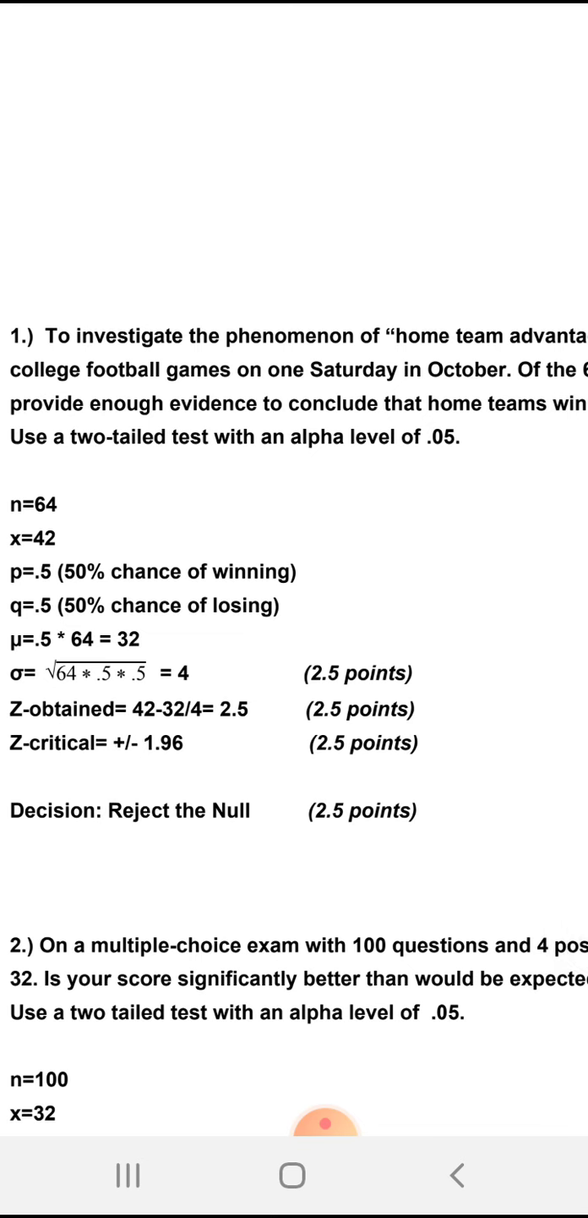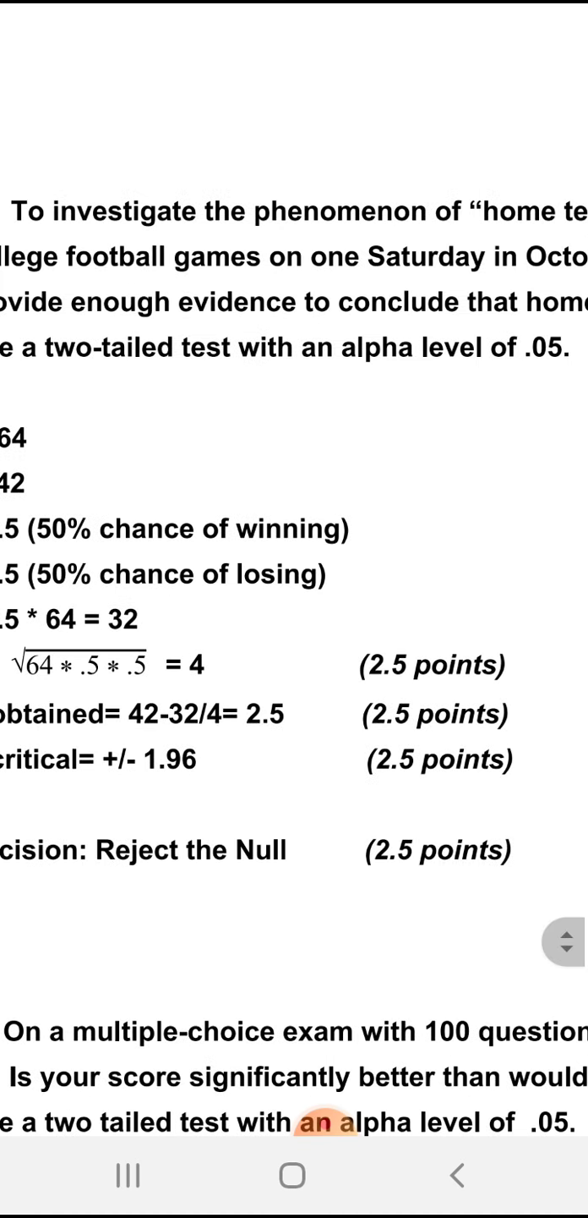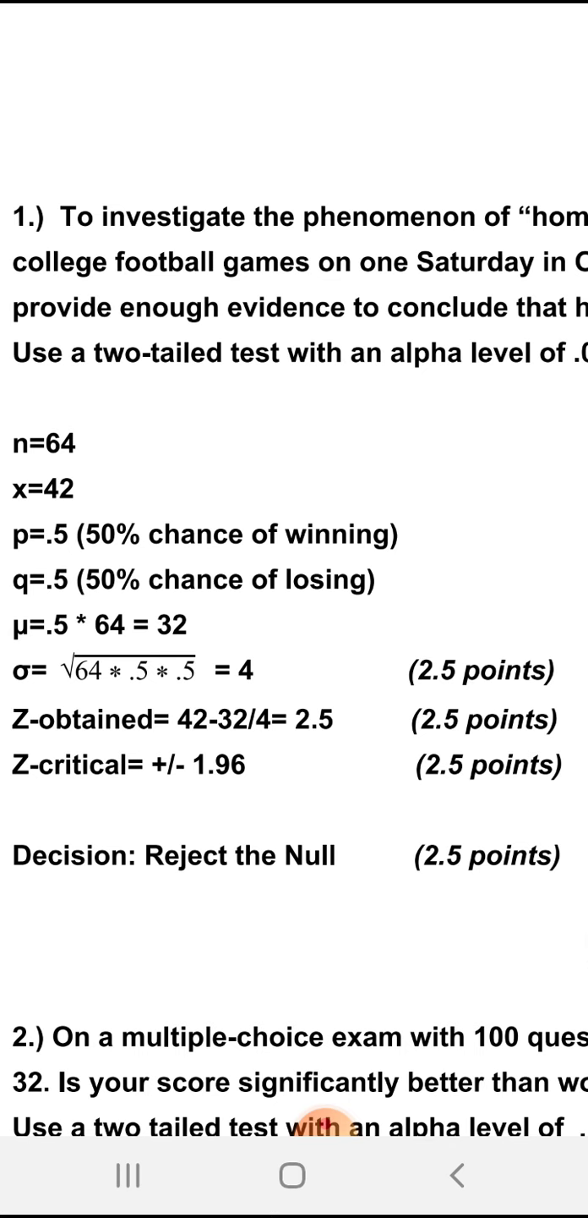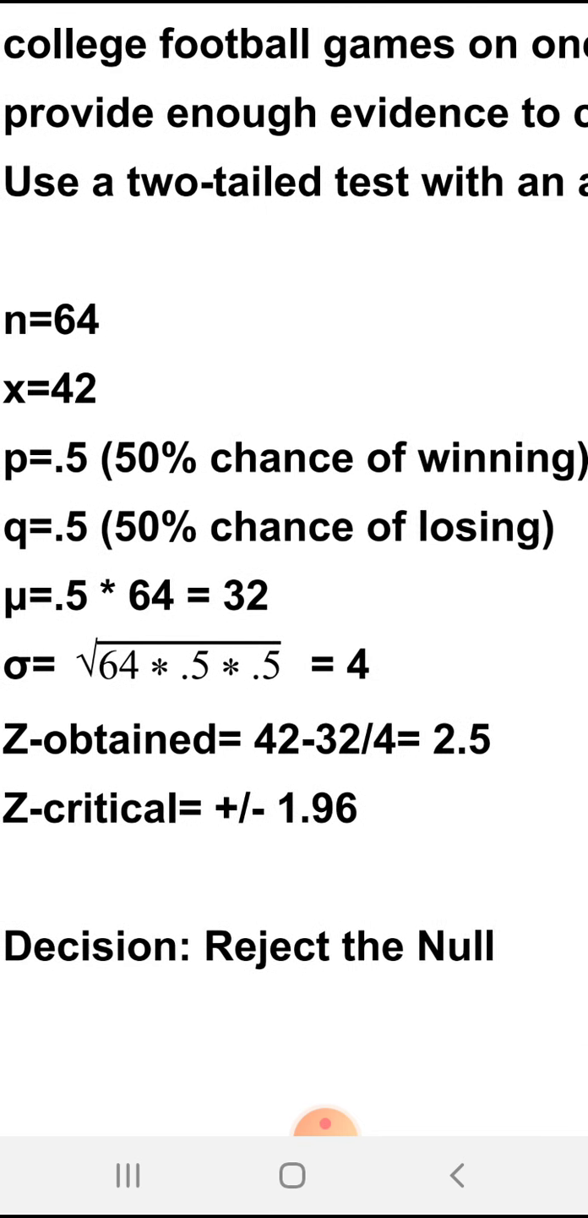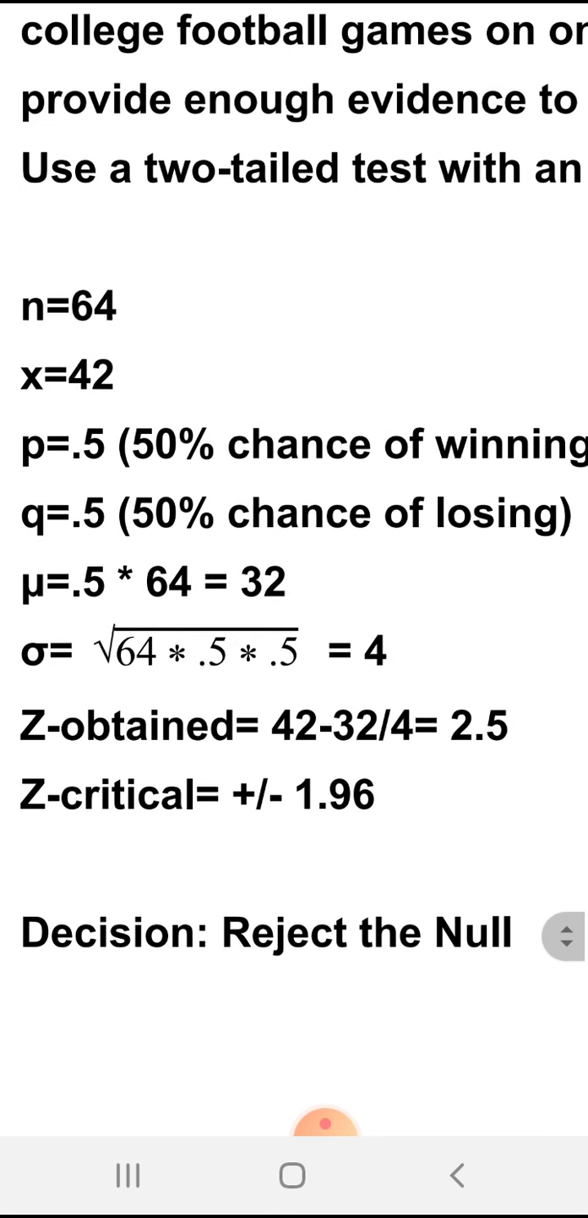Now P is the probability of the event occurring, right? We're looking at wins, home field advantage, so wins. So the probability of winning by chance would be 0.5, right? And since there's only one option or the other, Q would be the probability of the event not happening, or in this case, the chance of losing, which is 50% as well. So P equals 0.5 and Q equals 0.5. So now move on to the next step.